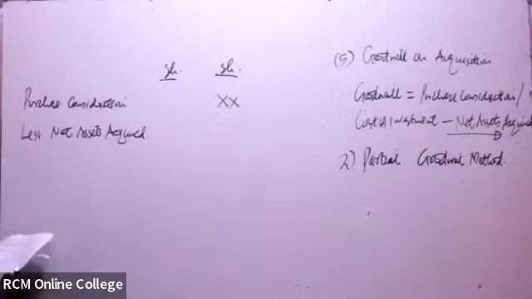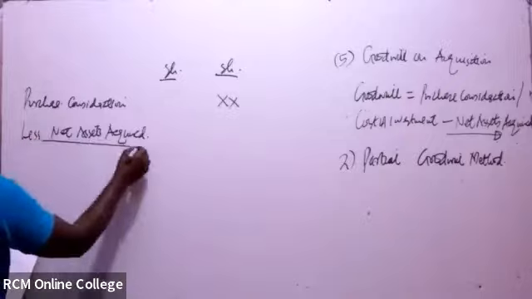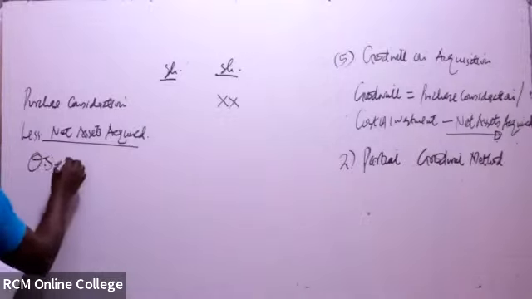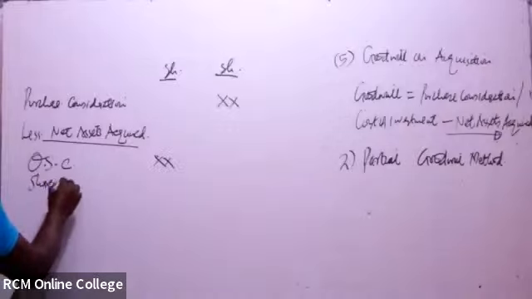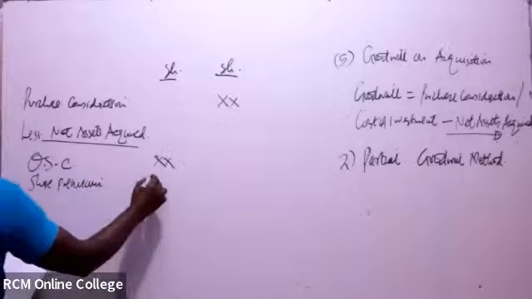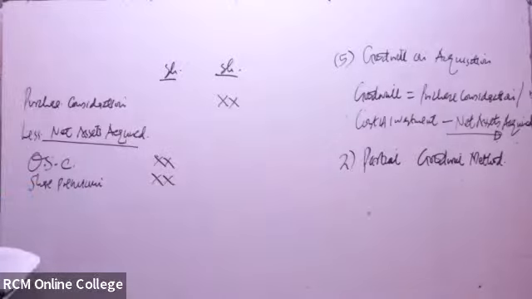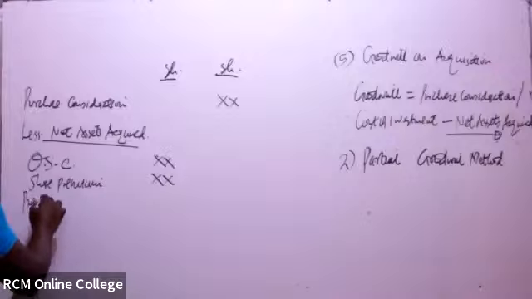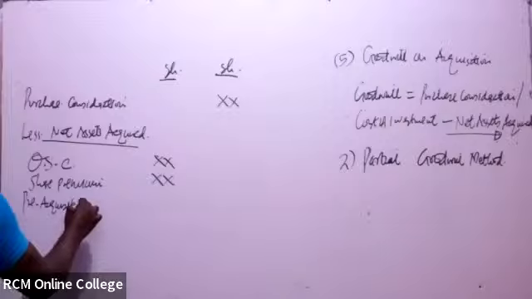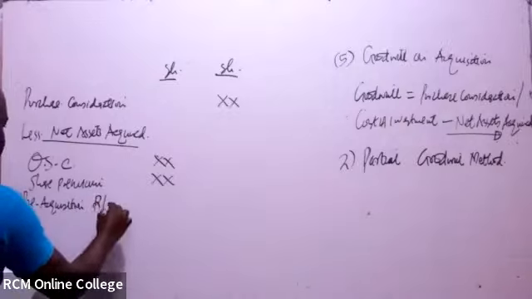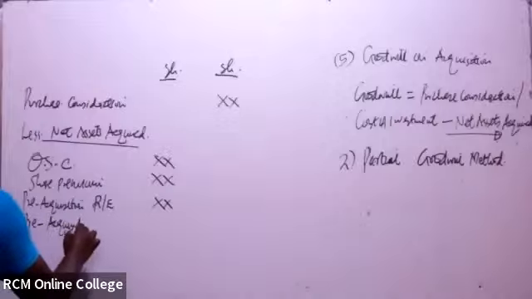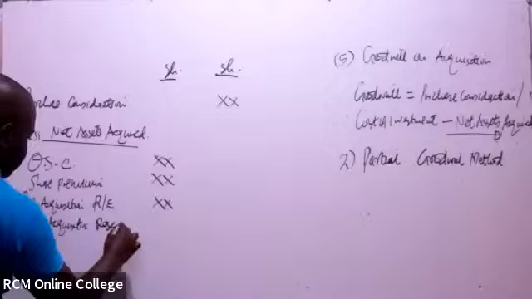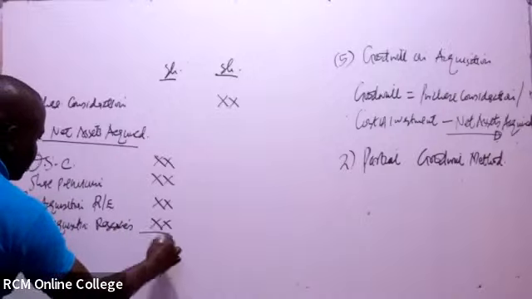Under the net assets acquired, you consider ordinary share capital. If there was a share premium, you consider it. Share premium is part of the net assets. You pick this from the equity part of the subsidiary. Then the pre-acquisition retained earnings will also be considered, and also the pre-acquisition reserves. You'll be able to get a total.